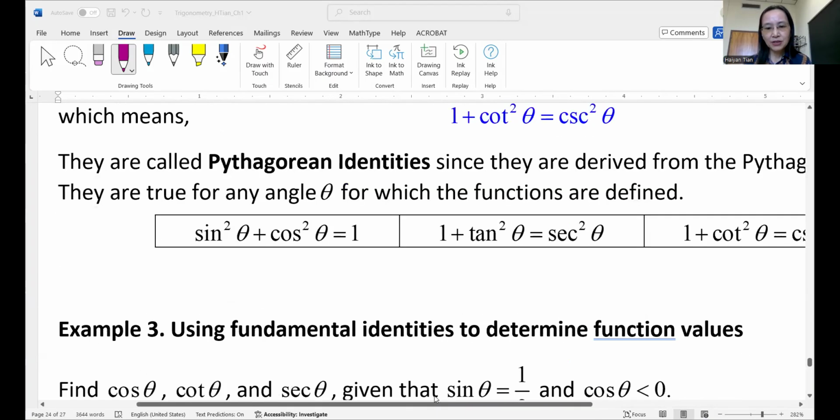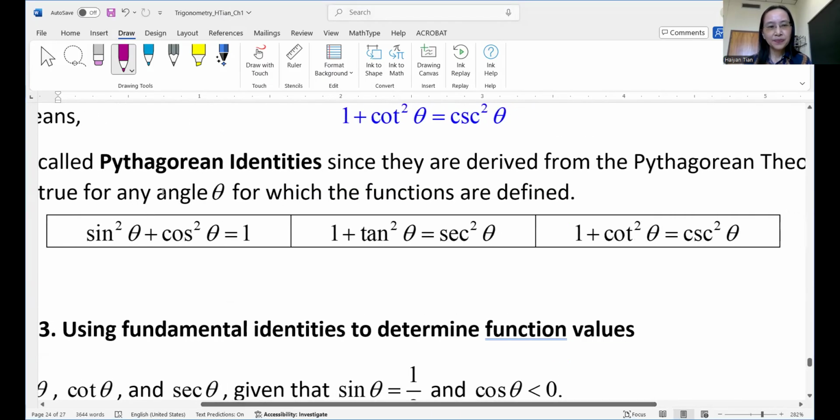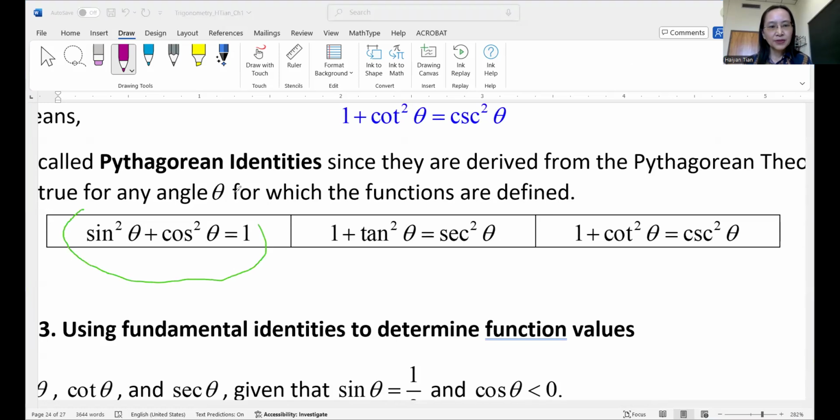So here, this is the first Pythagorean identity. Sine squared theta plus cosine squared theta is 1. For any theta, this is true. So can we give a quick proof of this? Yeah, for this identity, let's try to prove it quickly.